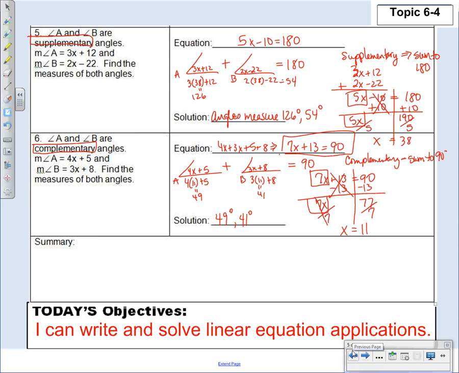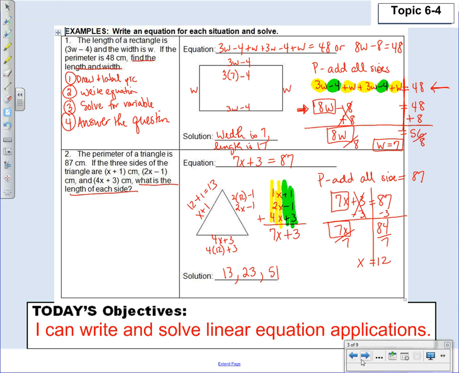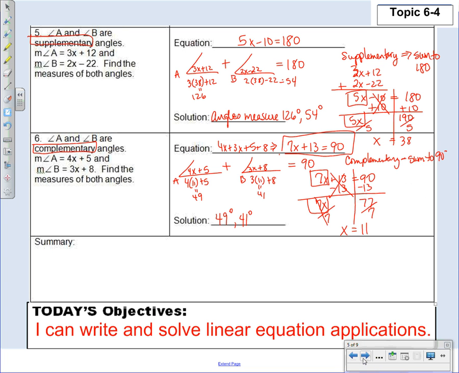So let's answer our question of how can I write and solve linear equation applications. Let's go and just look at what we did, the steps that we wrote down. First step we said was to draw and label a picture. So to write and solve linear applications, first we'll draw and label the picture. Second thing we did was write the equation.